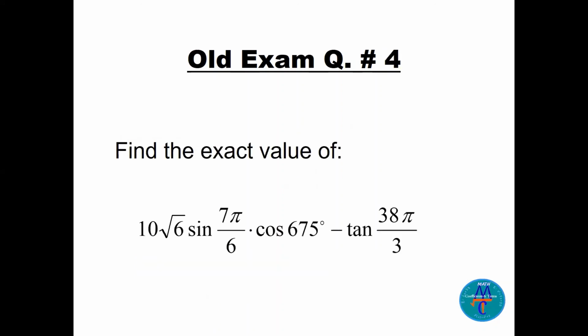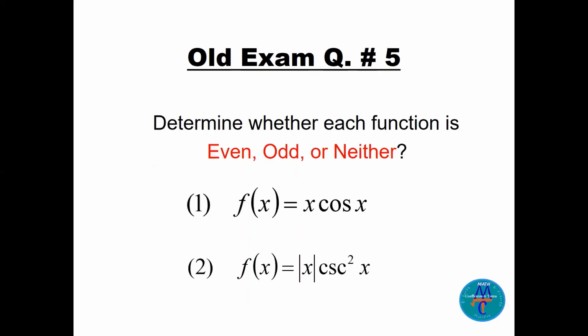Find the square root of 1 plus cosecant squared t plus square root of 34 times secant of t. Question number 4, let's find the exact value of this: 10 square root of 6 sine 7 pi over 6 times cosine 675 degrees minus tan 38 pi over 3. If the angle is a big angle, remember, greater than 2 pi or greater than 360, you have to find the coterminal first.